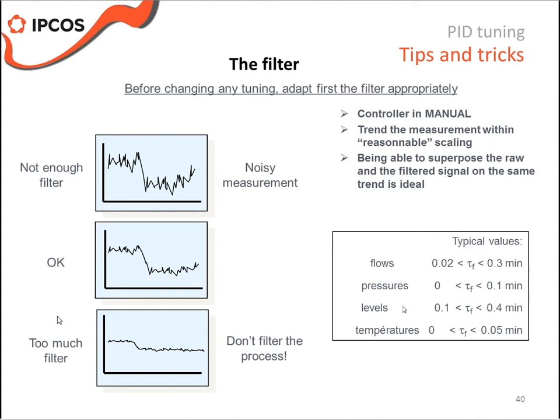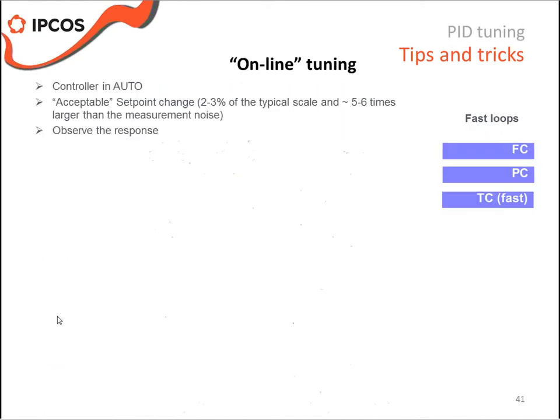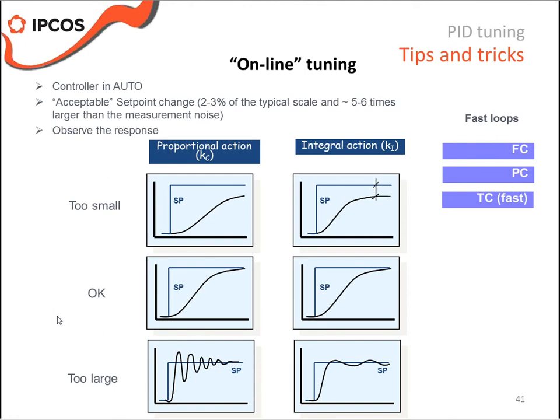You really have to make a judgment on the individual loop. So filtering is also extremely important. Now, there's the online tuning. When you're going to tune a loop, most of the time people put the controller in automatic. They make a set point change and they observe the response and they see what to do next.